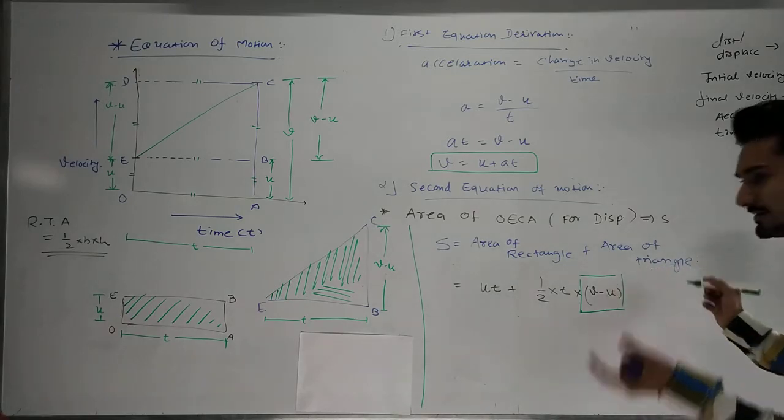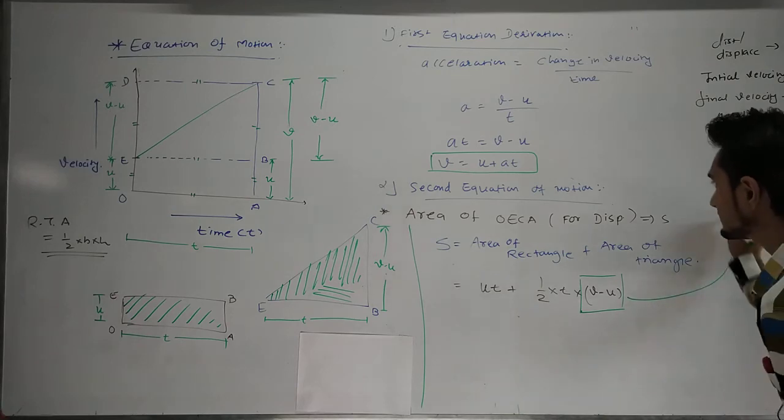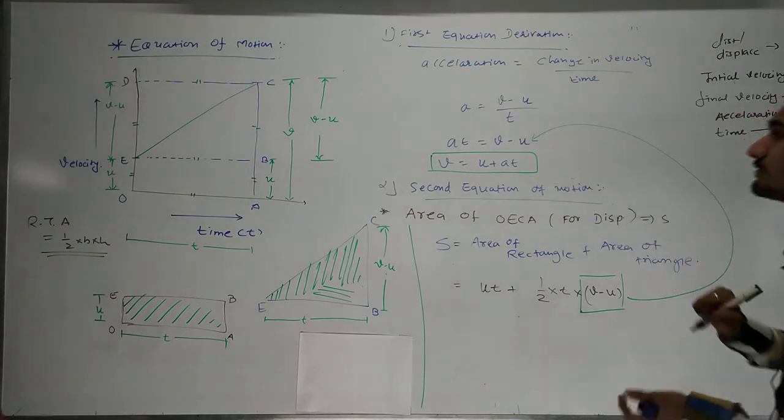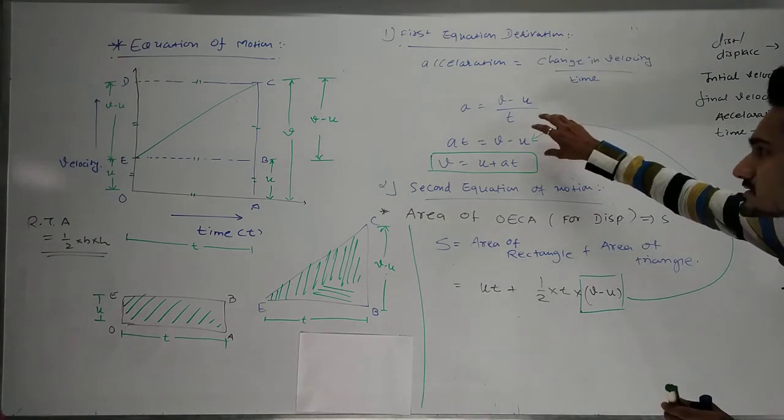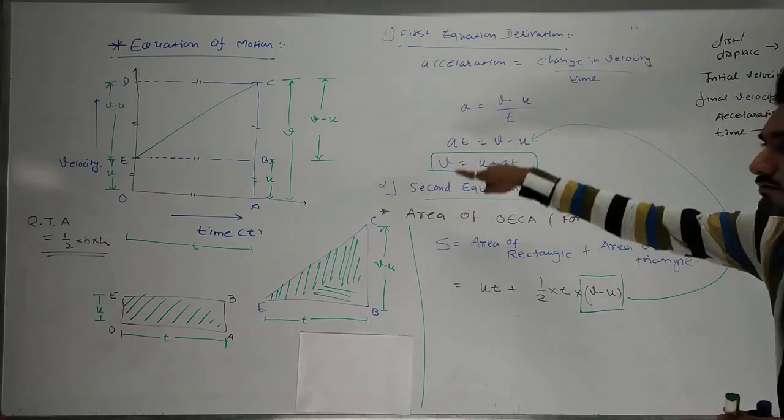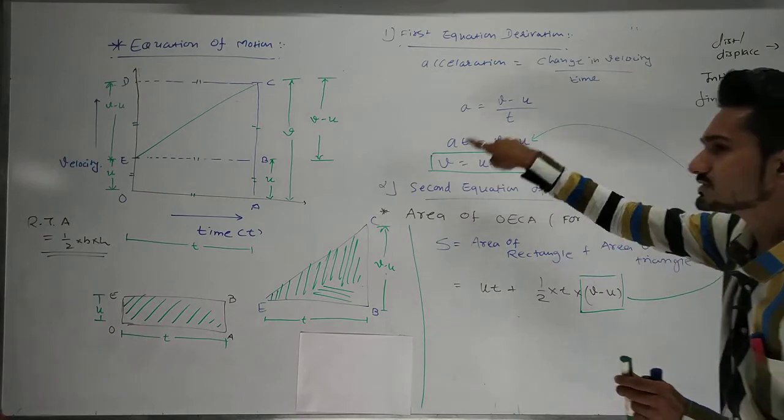So I am going to simplify that equation. And how can I simplify that equation? Getting the value from here. Now I am going to take V minus U is equal to AT, because we have already got this in the first equation.